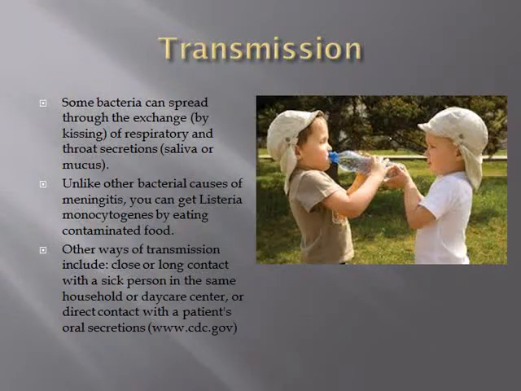Transmission. Some bacteria can spread through the exchange of respiratory and throat secretions such as saliva or mucus. Unlike other bacterial causes of meningitis, you can get Listeria monocytogenes by eating contaminated food. Other ways of transmission include close or long contact with a sick person in the same household or daycare center, or direct contact with a patient's oral secretions.